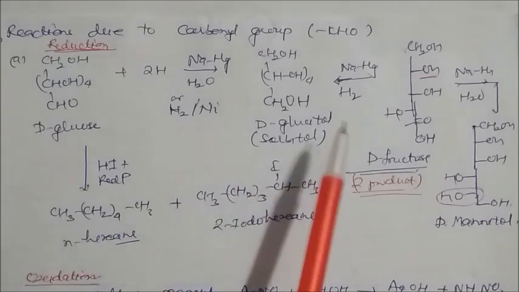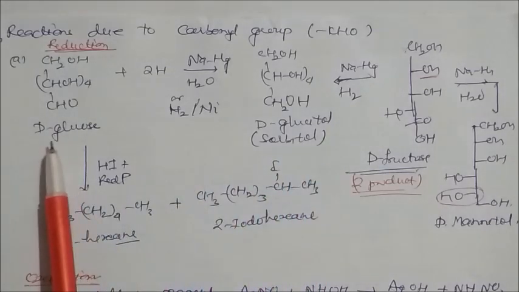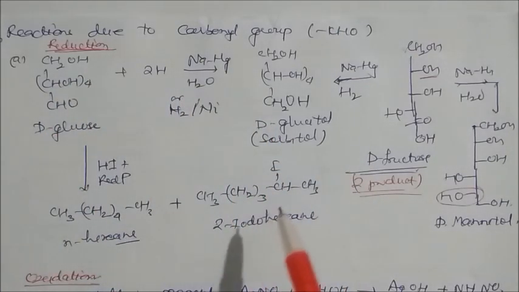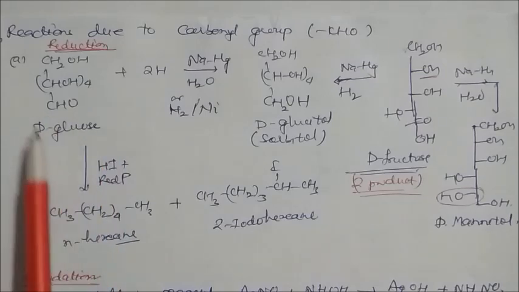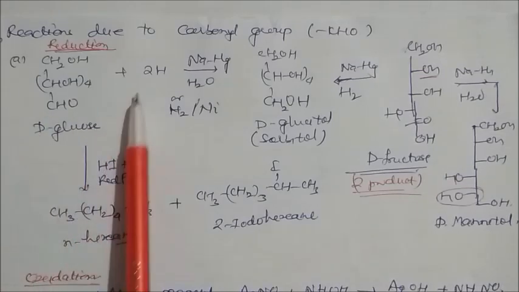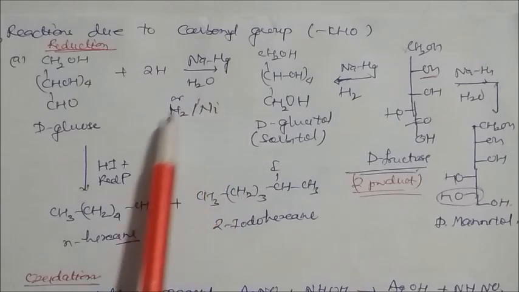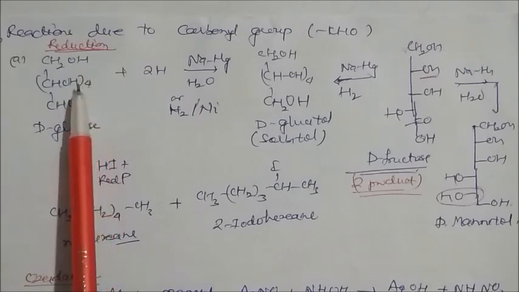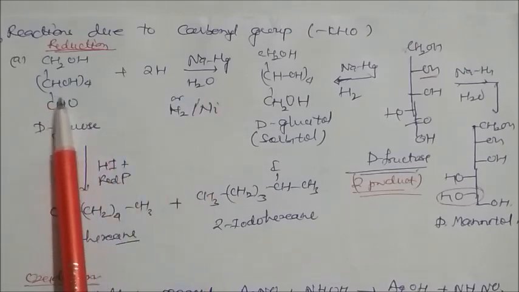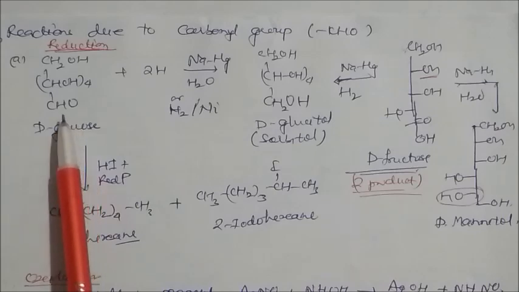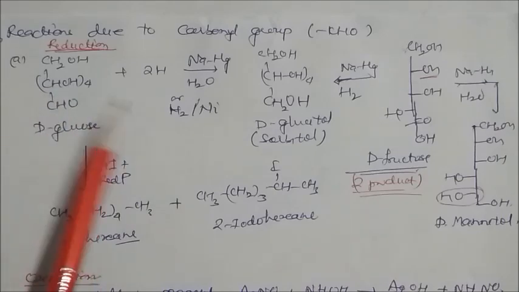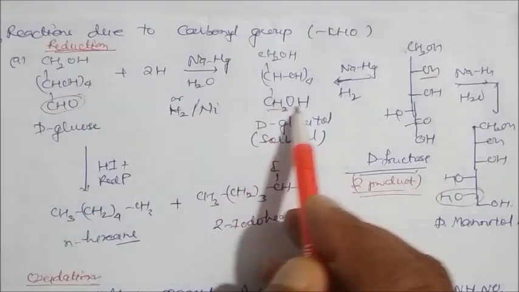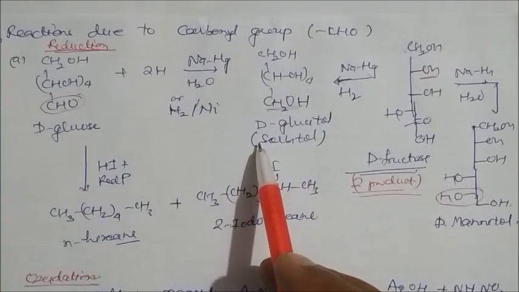Reactions due to the carbonyl group. So this is our glucose. One reaction is reduction and one is oxidation. With these two reactions, we will see the different chemical reactions. When you react D-glucose with sodium amalgam and water, you can also use catalytic hydrogenation. What will happen here? This is your CHO. It will undergo reduction and convert to CH2OH. You can see clearly, this compound is called D-glucitol.